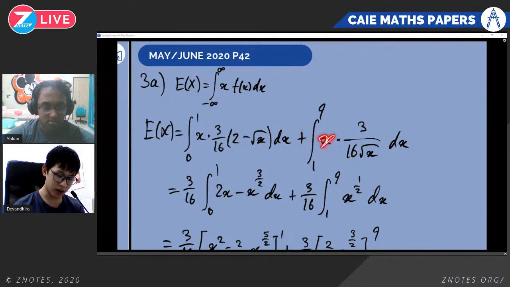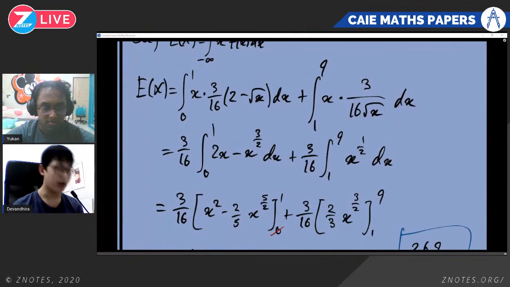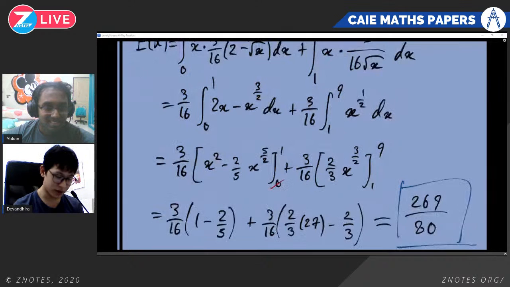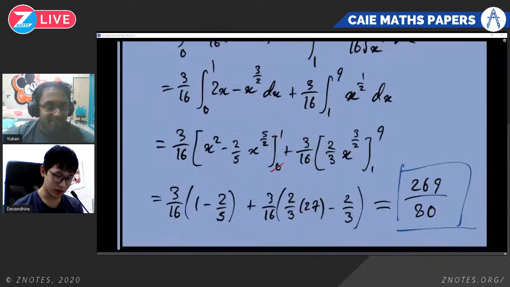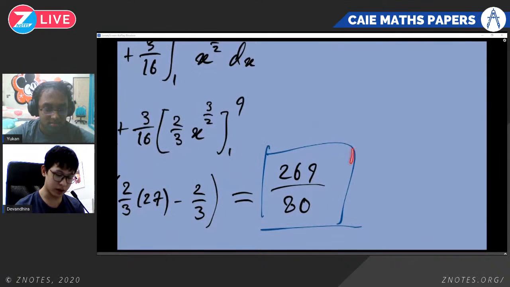So right here I have the x, and you multiply by this function right here. Since it goes from 1 to 9, our boundaries are also 1 to 9. Right, and we just have to integrate normally. I think you can do this. Do I have to explain how to integrate? No need, right? You can just expand the x, factor out the 3 over 16, then integrate. Put the boundaries in, and as your final answer, it should be 269 over 80.